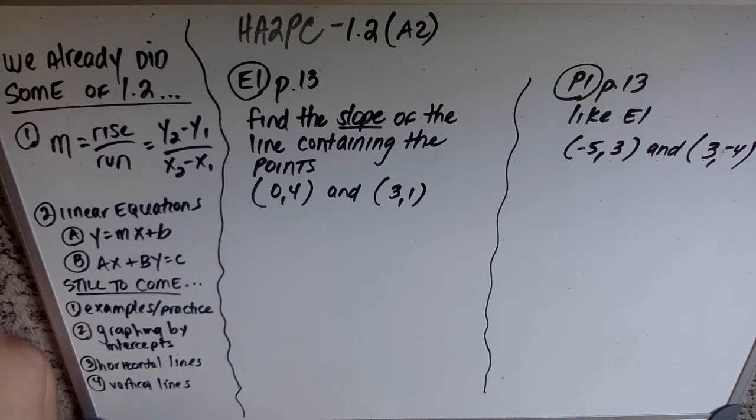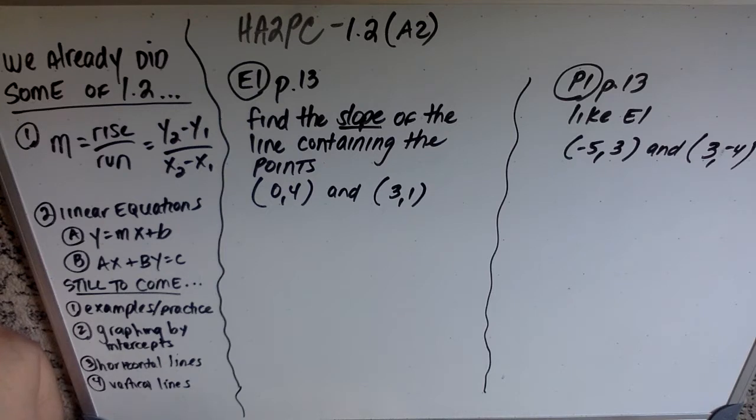So still to come in 1.2, the stuff that we haven't done yet, are some examples in practice of the skills that we talked about in 1.1. Graphing by intercepts, which is a particularly useful skill when you're stuck with that annoying standard form equation. Graphing by intercepts is super dope if you're stuck with standard form. And then horizontal and vertical lines, which I mentioned in 1.1, but didn't actually cover in any way. So let's start with example 1 on page 13 of the textbook.